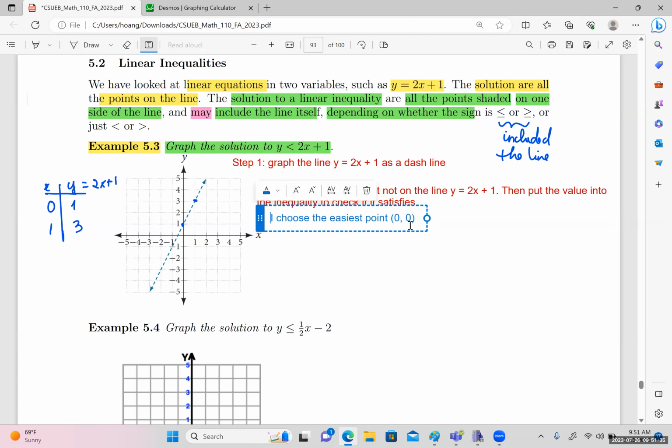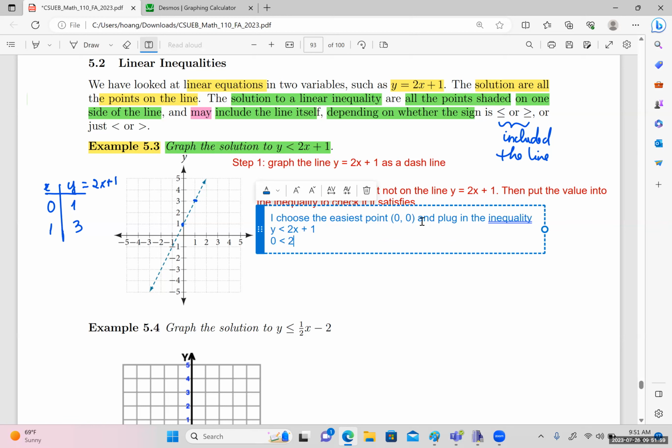So let's choose the easiest point 0, 0, and plug it into the inequality. Okay, so we have y less than 2x plus 1, right? So let's check that. We have 0 as the y value less than 2 times 0 plus 1. Is that true? Let's simplify it. 0 less than 1. Oh, this is true. True statement.